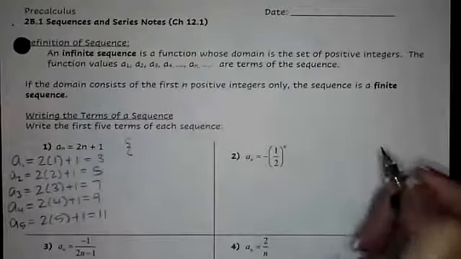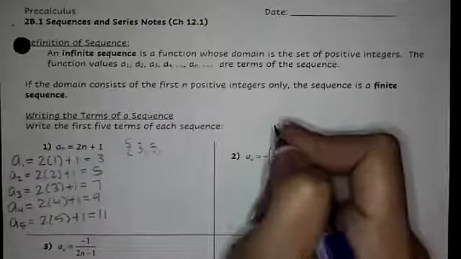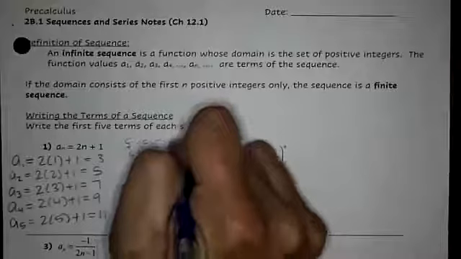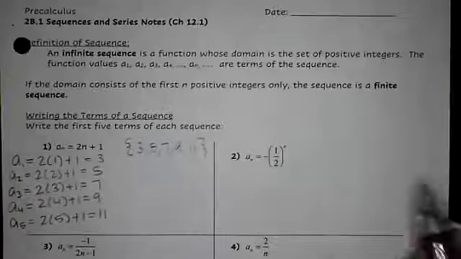We put that in brackets. So that's the set of these values. And I would separate them by commas. So 3, 5, 7, 9, and 11. Those are the first 5 terms of this sequence. Let me go ahead and do a couple more with you just so you can see how that works.